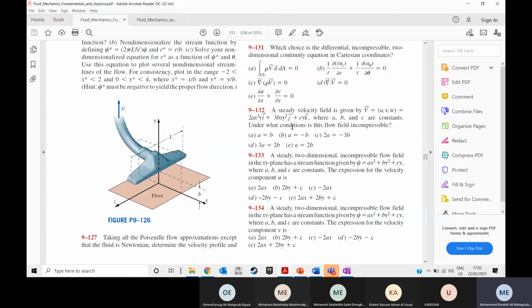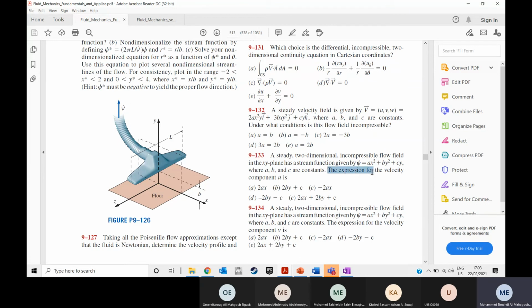And we have a steady flow. Under which condition is the flow incompressible? So do partial u by partial x and partial v by partial y and partial w by partial z sum to 0? If it is right, correct, then the flow is incompressible. We want to know what condition will make it incompressible. So arrange the equation and write the condition that will make it incompressible.